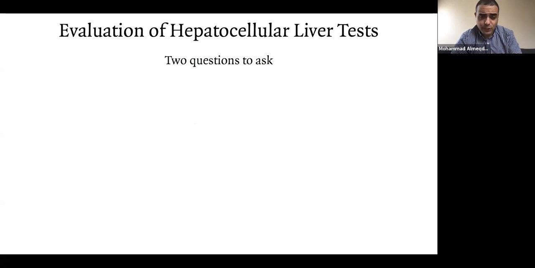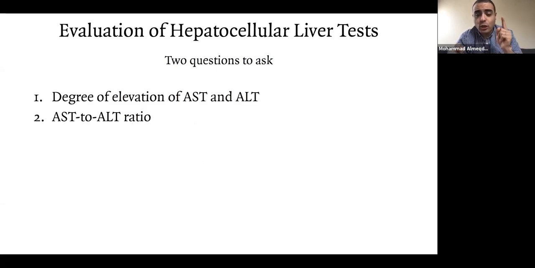Okay, so I always ask myself two questions. The two questions are: how much are the AST and ALT elevated? And then what is the AST to ALT ratio? This AST to ALT ratio is very important. It has a name, I recently discovered that. It's called the de Ritis ratio, but it doesn't matter. It's been discovered since the 1980s or something.